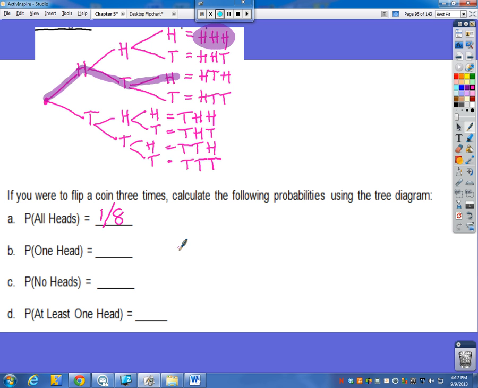If you want to talk about that as a percent or a decimal, by all means, go ahead. All right, what's next? What's the probability? Why can't I erase that? Oh, I guess I still took that from before.